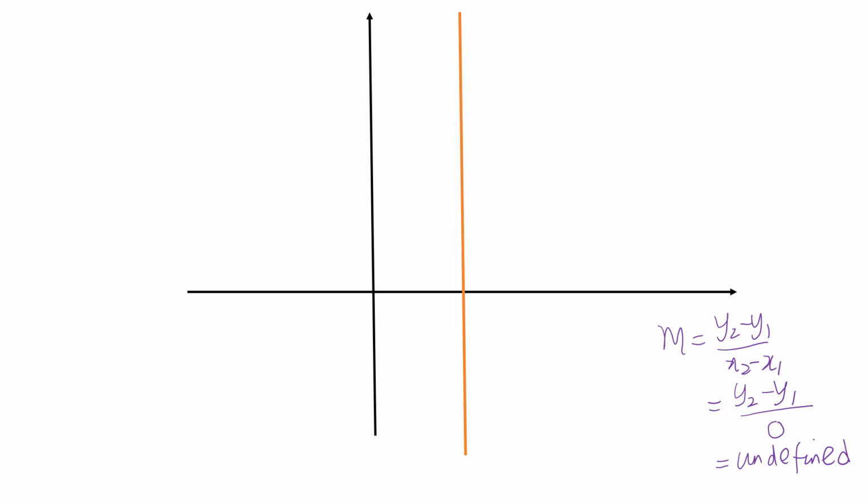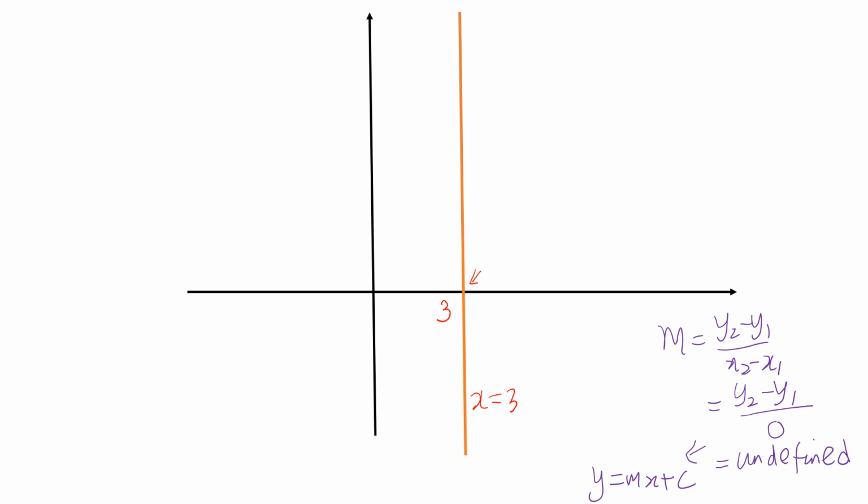And since a vertical line has undefined gradient, we can't substitute this undefined gradient into y equals to mx plus c. It does not make sense. Hence, the equation of a vertical line would just be the value of your x coordinate. So supposing the x coordinate of this vertical line is 3, then the equation of this vertical line will just be x equals to 3.